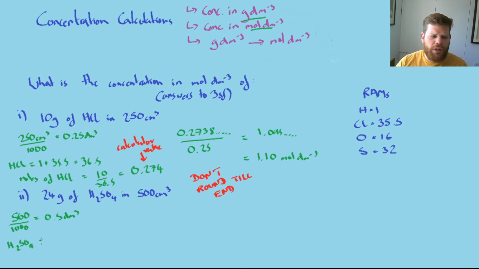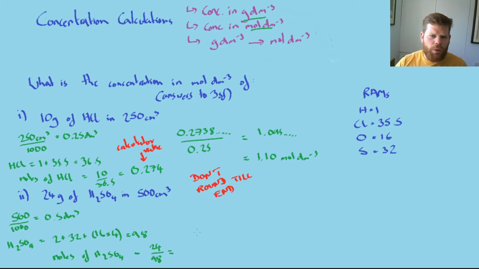Step number 2, I've got to work out my Mr of my sulfuric acid because I need that. So this is going to equal 2, because I've got 1 for each hydrogen, plus 32 for my sulfur, and then I've got 16 multiplied by 4 for all my oxygens, which gives me the grand total of 98. What I can then do is work out my moles of H2SO4. I can do that by simply taking my mass, which is 24, and dividing it by 98.